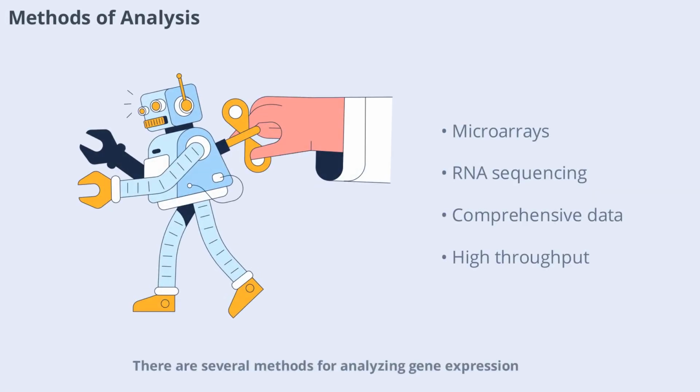There are several methods for analyzing gene expression, each with its own strengths. Traditional techniques like northern blotting have given way to more advanced methods such as microarrays and RNA sequencing, RNA-seq. These technologies allow researchers to measure the expression of thousands of genes simultaneously, providing a comprehensive view of cellular activity. Choosing the right method depends on the research question, available resources, and desired level of detail.